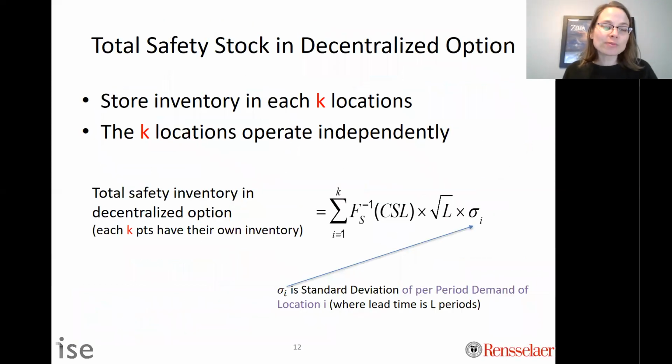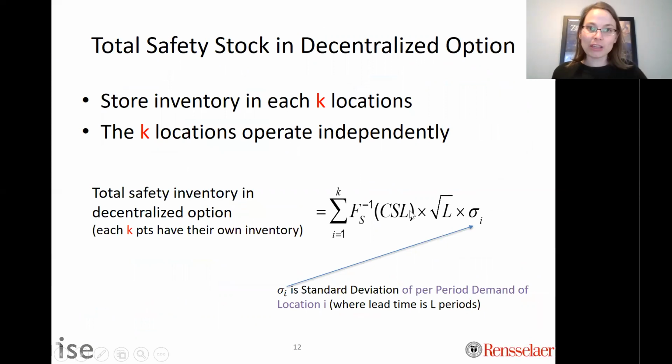All right, so in terms of what did we just do? We used this equation, okay? So if you want to calculate the total safety stock in a decentralized option, that means we store inventory in each of the K locations, and those K locations operate independently. What we just did is we used this equation. And so what did we do? Well, we calculated for each one of the K regions.